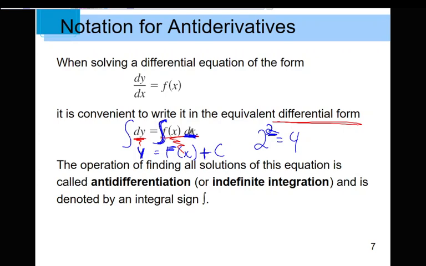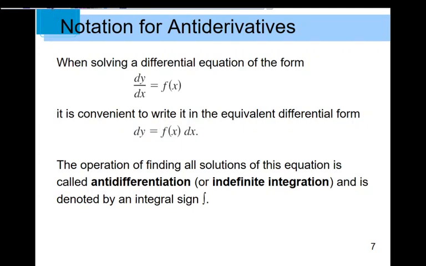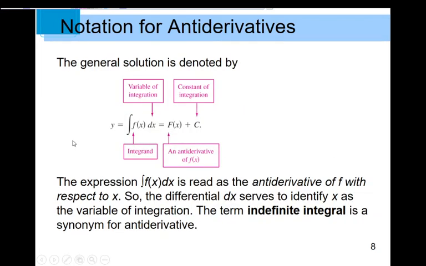This operation of finding all the solutions is called antidifferentiation, or indefinite integration, and is noted by the integral sign. We've talked about definite integrals, so now we're talking about indefinite. Indefinite integration is basically just finding the antiderivative. Definite integration is using that antiderivative.